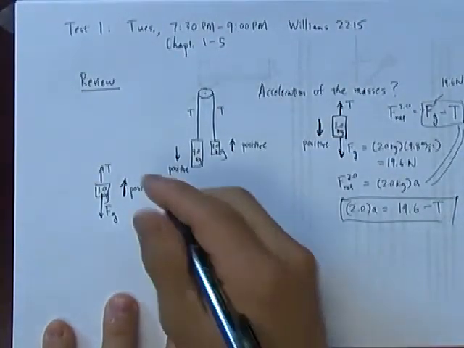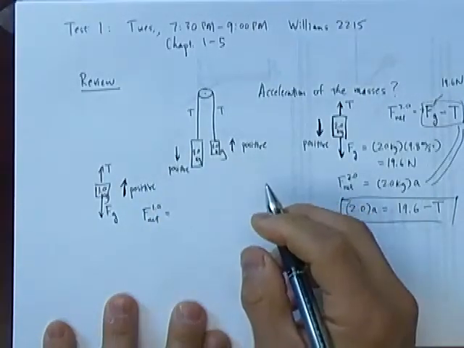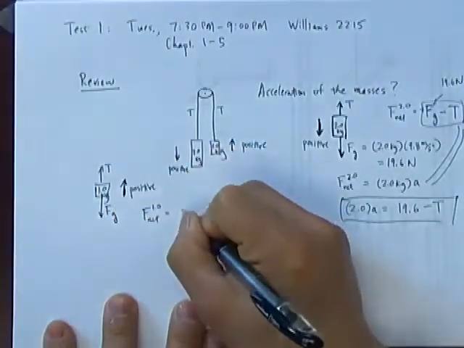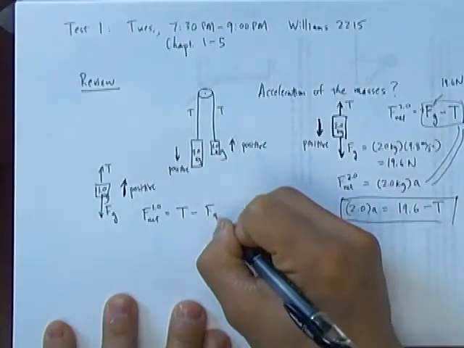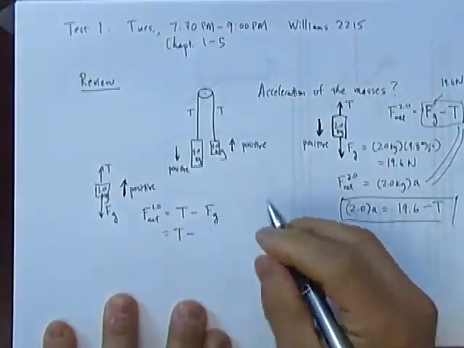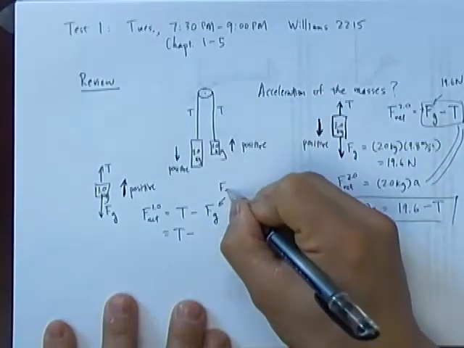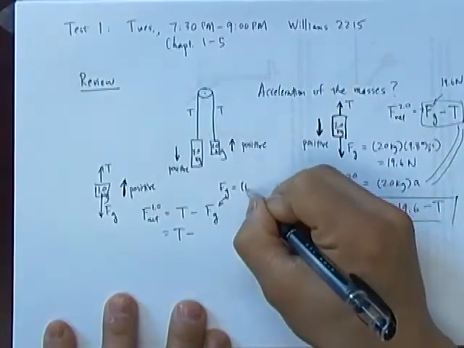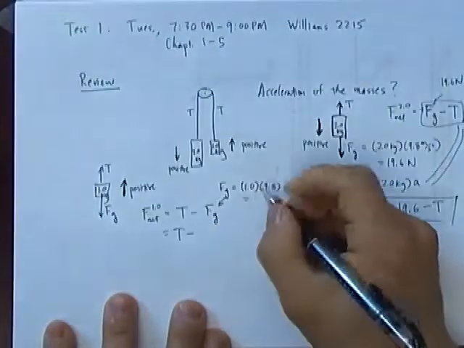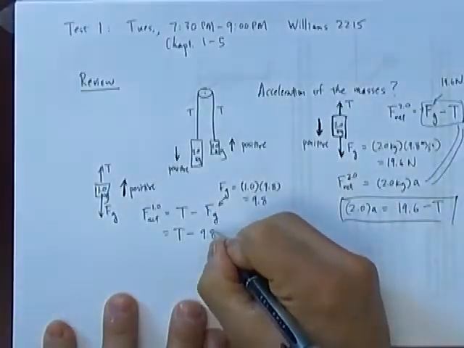Okay, so in this case we know that the net force on the 1 kilogram mass will be equal to T. In this case, T is going in the positive direction, so it's T minus Fg. This is Fg for the 1 kilogram mass. So what is this equal to? The Fg is equal to mass times gravity, so it's 1.0 times 9.8. Let's just drop some units to make it look easier. So we'll have 9.8 here.